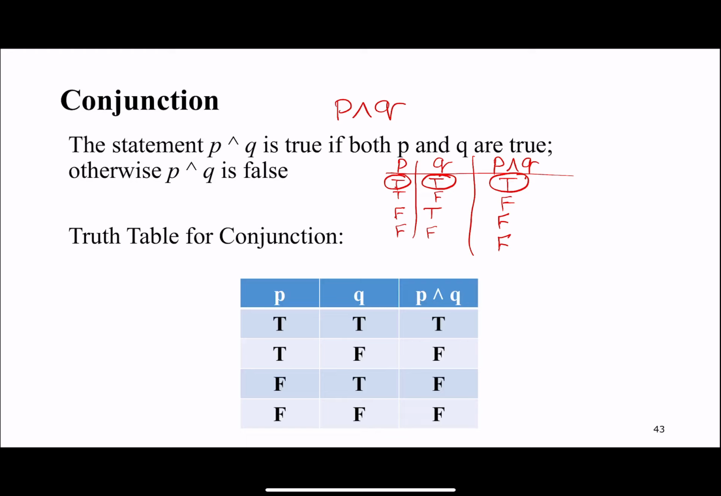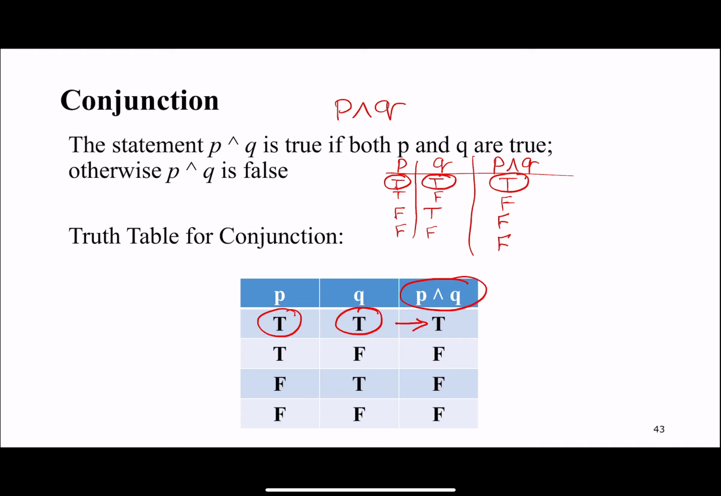So here we go. P, Q, you have two statements. We have four possibilities, right? True, true, true, false, false, true, false, false. Now look at P and Q. P and Q is true when both P and Q are true. Look at the first one. Both P and Q are true. Then, as you see, P and Q is true, right?